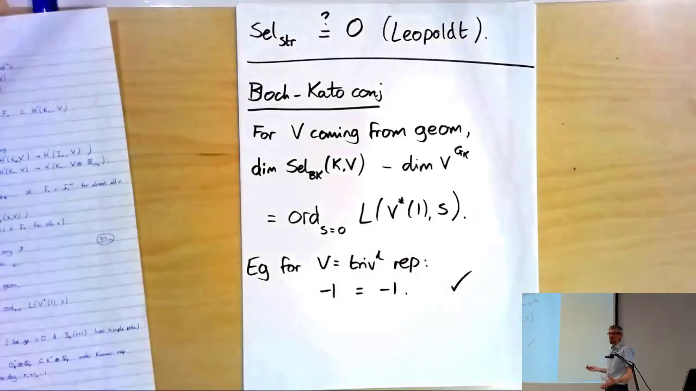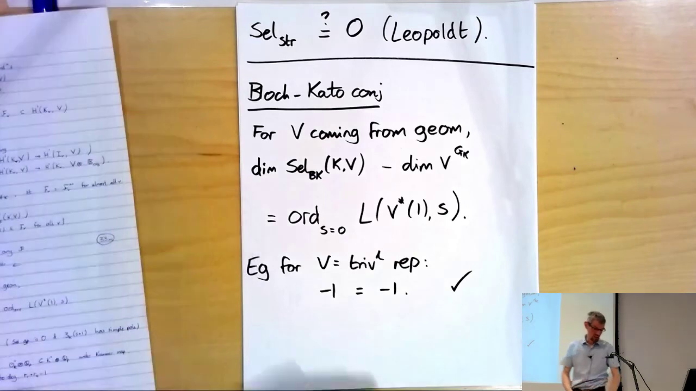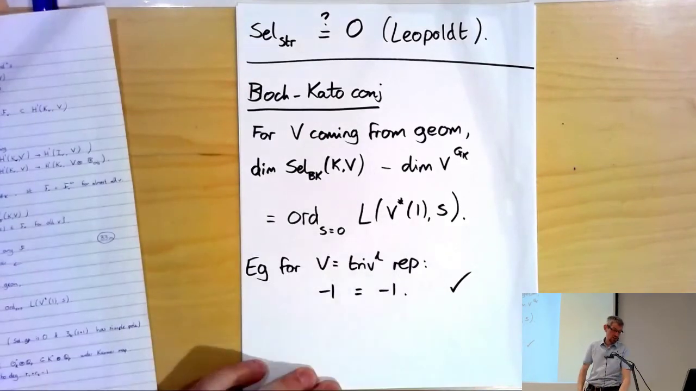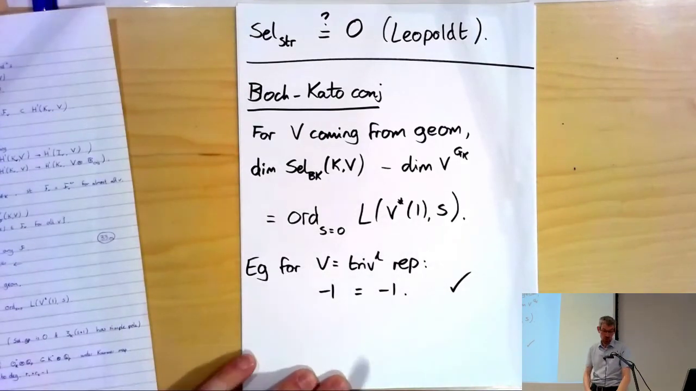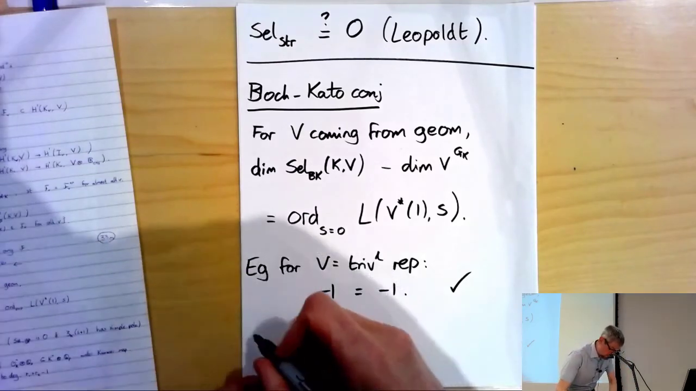So for trivial representation, this is true. So you can compute the Selmer group using class field theory. It turns out that this is 0. This obviously is minus 1. And here you hit the pole of the Dedekind zeta function of k. So what it tells you is that the fact that the Dedekind zeta function has a simple pole confirms this conjecture. So this is maybe not very deep.